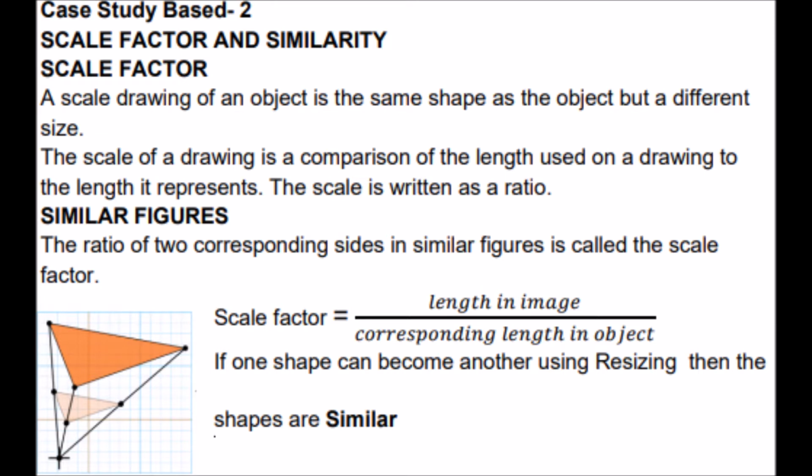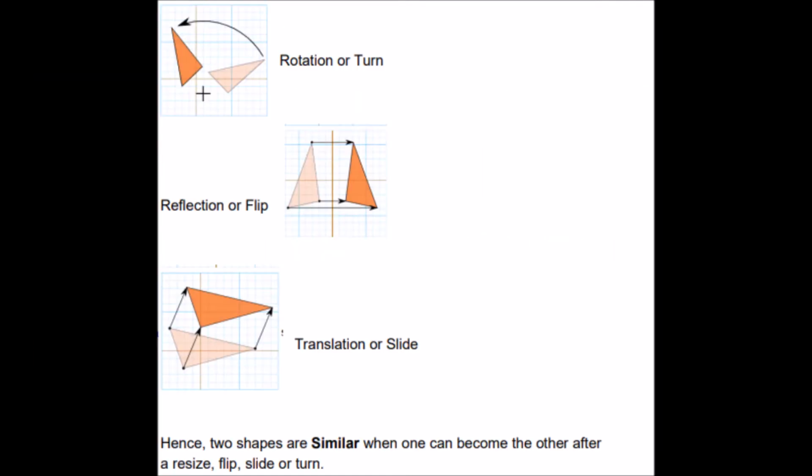If one shape can become another using resizing, then the shapes are similar. So you can see the three pictures. The first one is rotation or turn, second one is reflection or flip, and third one is translation or slide. So we can say two shapes are similar when one becomes the other after resize or flip or slide or turn. Now based on this, you should solve the questions given in this case study.